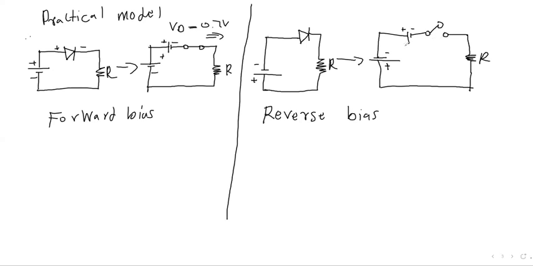Now in the practical model, the diode is replaced with a source, meaning the voltage is now present. So this is forward bias and reverse bias in the practical model. Then let's see how we can answer questions based on the practical model. Let's do some examples.